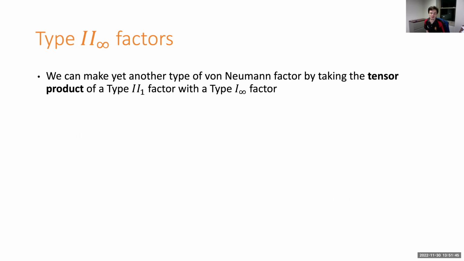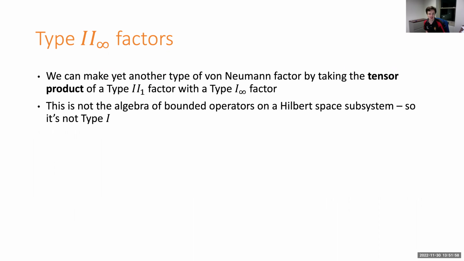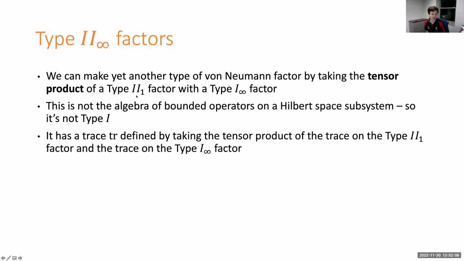But there's another type of type 2 factor we can define called the type 2 infinity factor. These can be made in a very simple way by just taking the tensor product of the type 2 factor with the type 1 infinity factor. Clearly this is not the algebra of bounded operators on some Hilbert space subsystem, so it's not type 1, because it has this type 2 factor in it. It has a trace. So if it's not type 1 and it has a trace, we call it type 2. And that trace is just defined by taking the tensor product of the trace in the type 2 algebra with the trace in the type 1 infinity algebra. That defines a trace in this product algebra very simply.